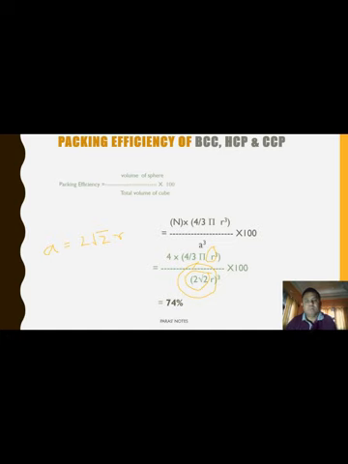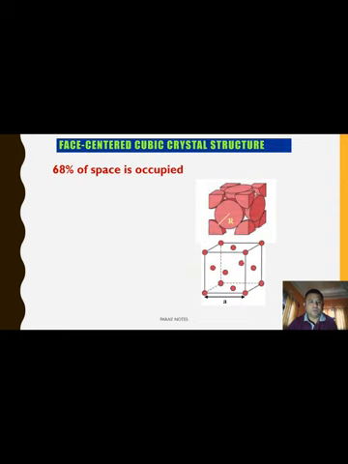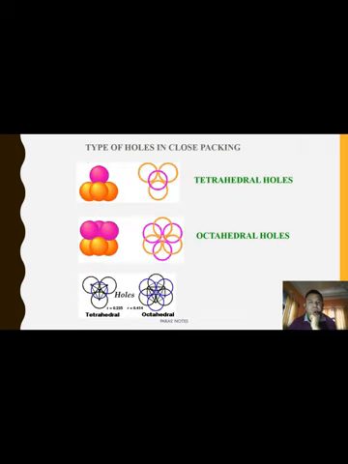Then comes your body centered, and the best packing fraction, as you can see, is 74% in the body centered cubic cell. Okay, so this is with respect to the body centered, and the first one was 52%, this one was 60%, whereas in case of your face centered, it was 68 to 70, 74%.